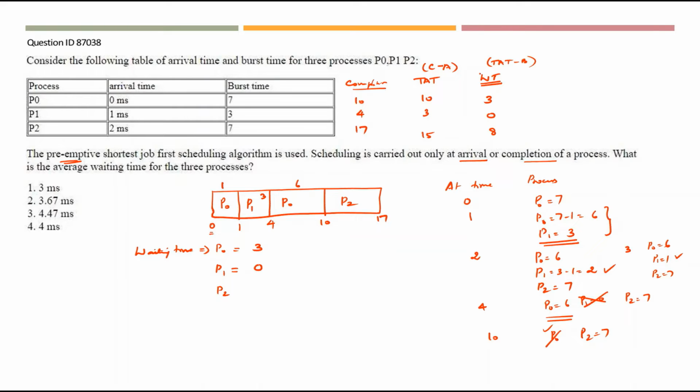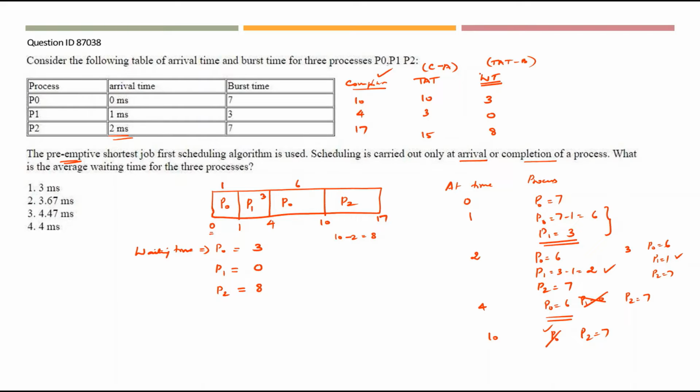If you take P2, at 10th millisecond it started its execution and it completed at 17. But when did it arrive? It arrived at 2 milliseconds. So 10 minus 2 will be 8. 8 milliseconds will be the waiting time. You can either calculate like this or you can use this turnaround time and then calculate wait time. It is all up to you. Whichever way you are comfortable you can carry out.